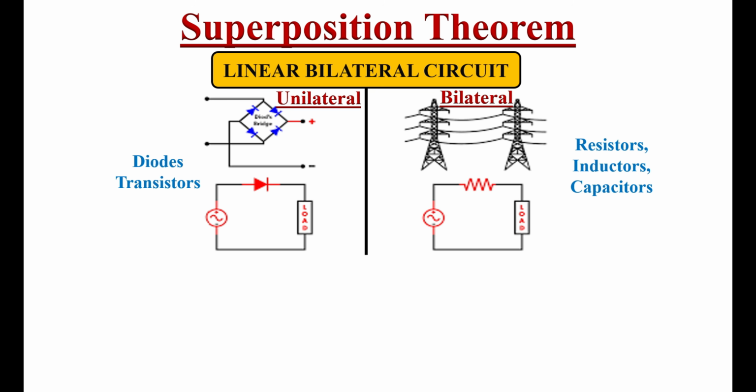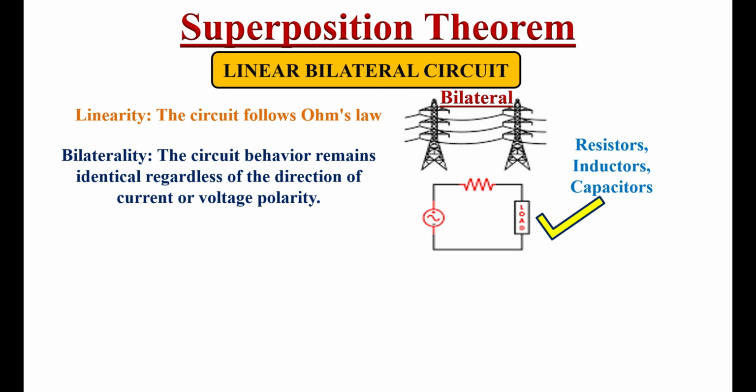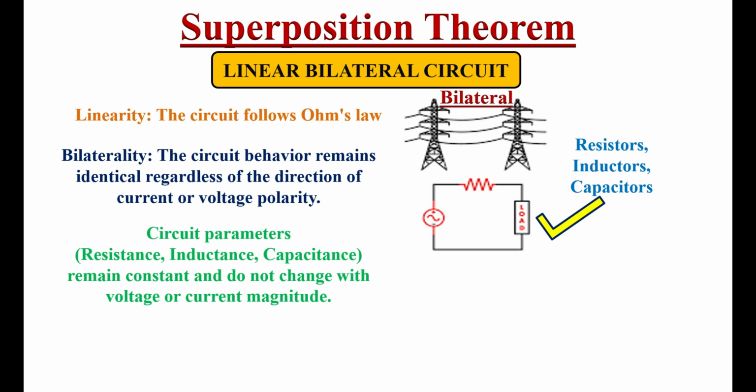To execute the superposition theorem, the circuit must be a linear bilateral circuit. But what does that actually mean? First one, linearity. This means the circuit must follow Ohm's law. The parameters like resistance, inductance and capacitance must remain constant and cannot change regardless of how much voltage or current you pump through them. Next, bilaterality. The circuit behavior must remain identical no matter which direction the current flows or how the voltage polarity is set. Standard components like resistors, inductors and capacitors fit this description perfectly, making them the primary candidates for this analysis.